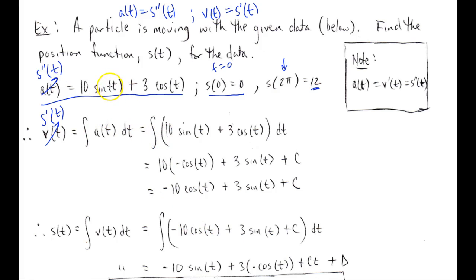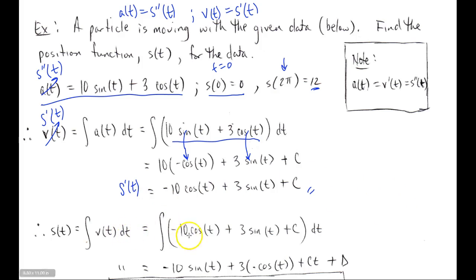And so, of course, we substitute what a of t is. The antiderivative of sine is negative cosine. Antiderivative of cosine is sine. And then, of course, we append the plus c at the end. Clean everything up. And here is what our velocity is, our first derivative of position.